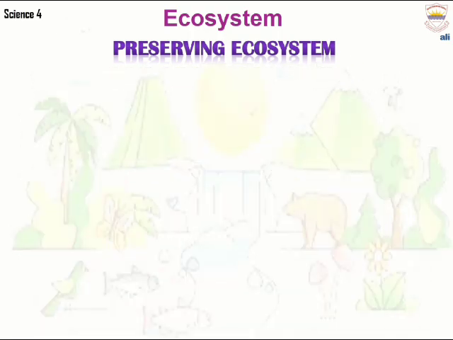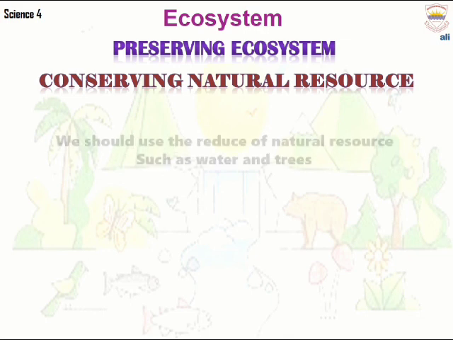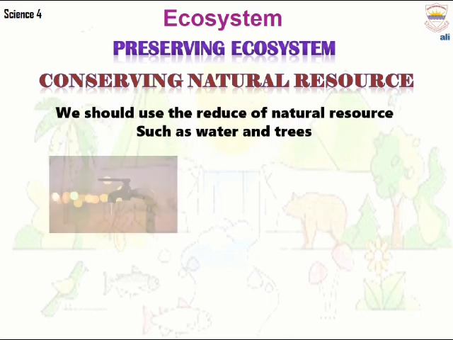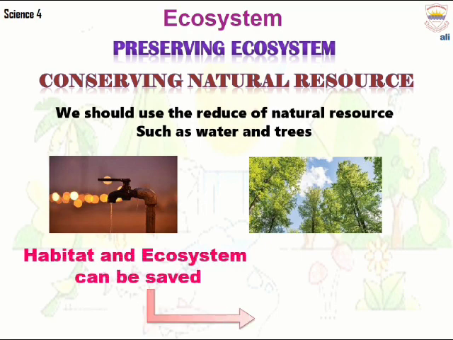Conserving natural resources. We should reduce the use of natural resources such as water and trees. When we use natural resources like water and trees carefully, habitat and ecosystem can be saved.